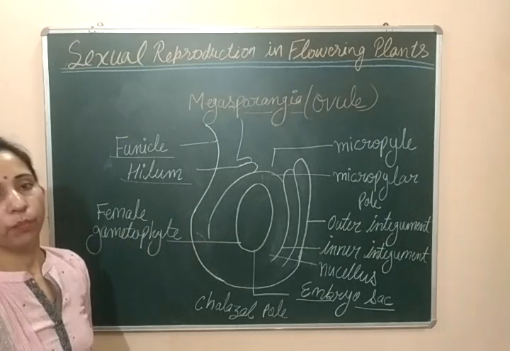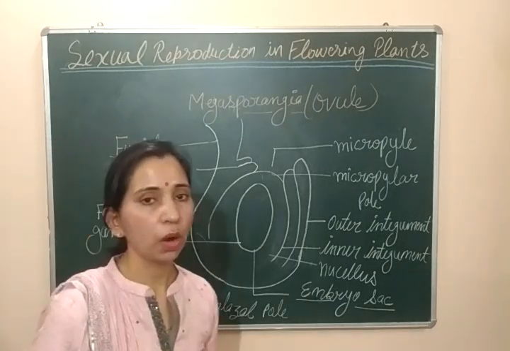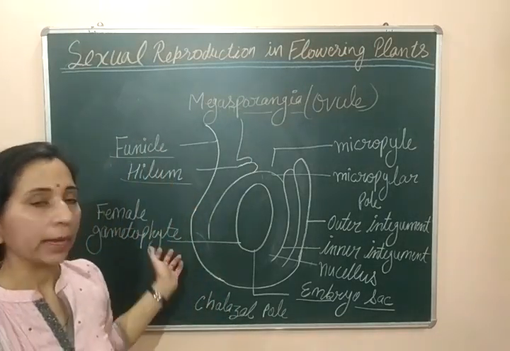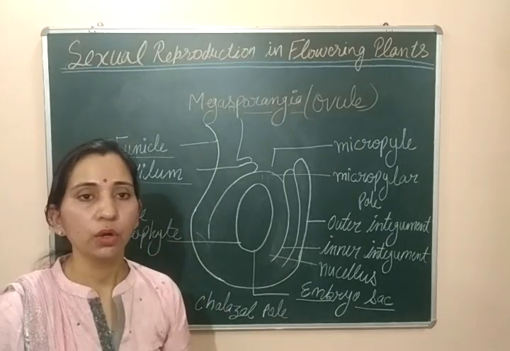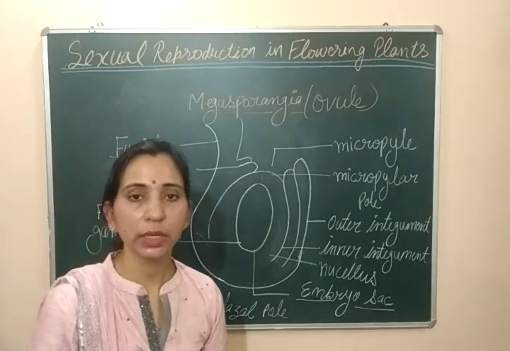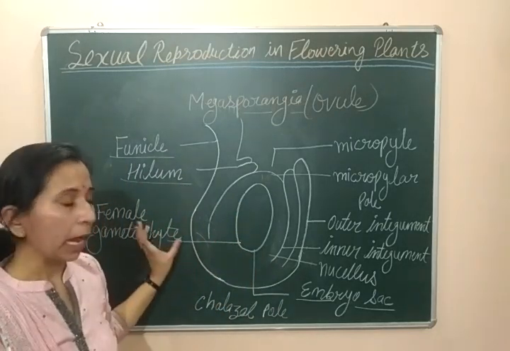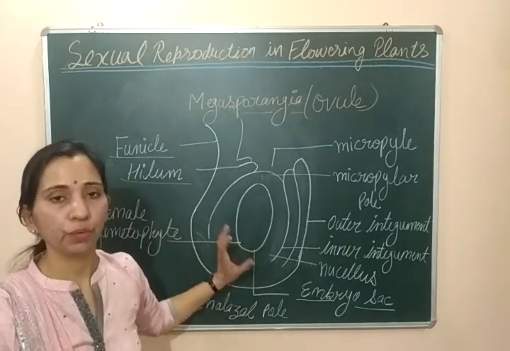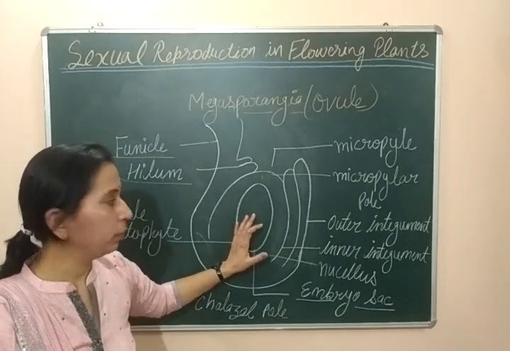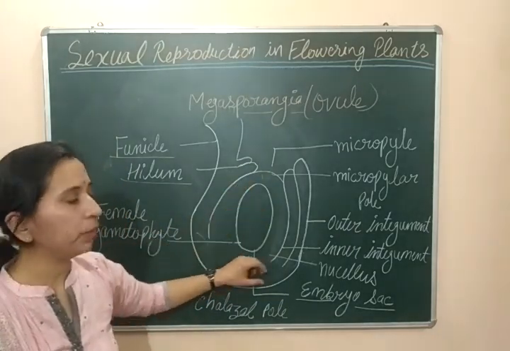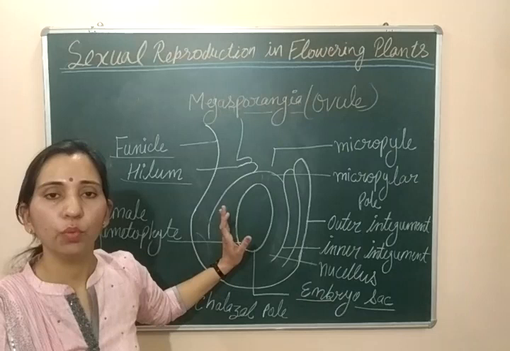In the case of the male reproductive system, when we discussed it, we called the microspores or the pollen grains the male gametophyte because they contain the male gametes. And in the case of the female part of the flower, embryosac is known as female gametophyte because it contains the female gametes. Now we will discuss the complete structure of this embryosac in more detail.